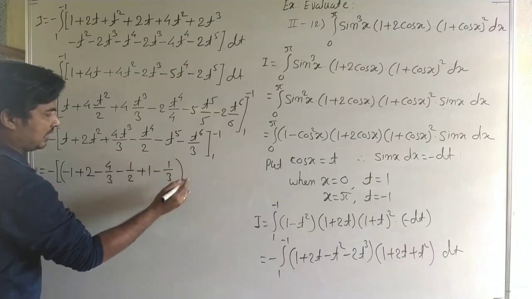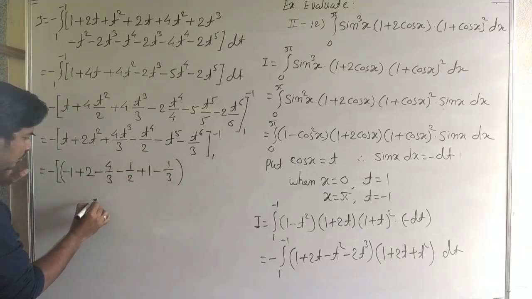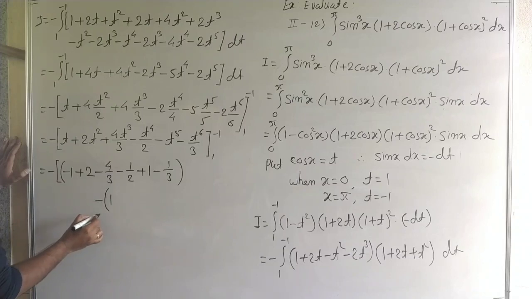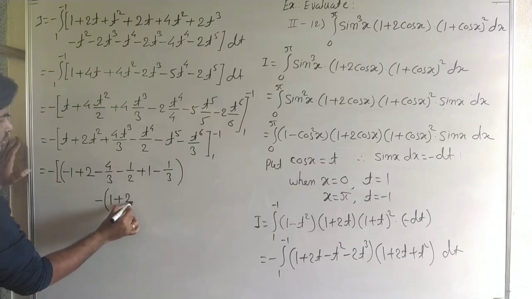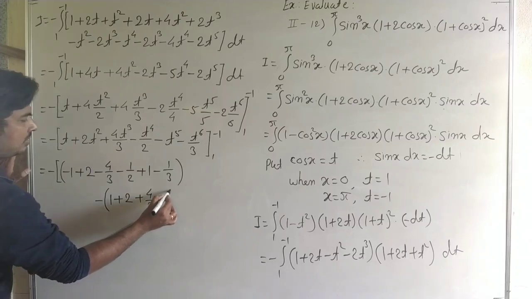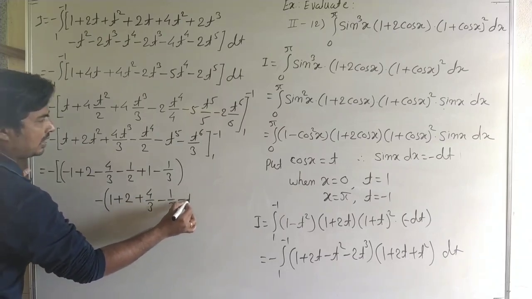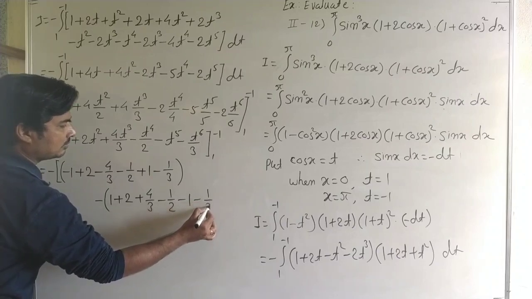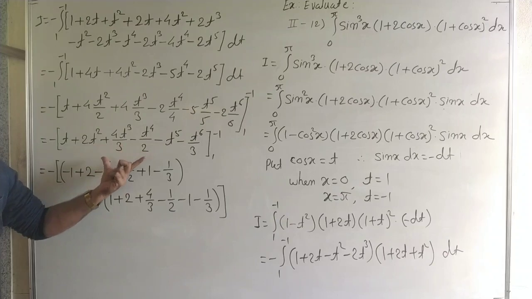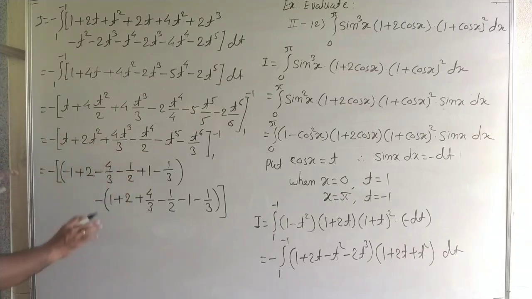Okay, here it is the upper limit. Now we put the lower limit, minus. Lower limit is 1, we put the value of t, it is 1, that is 1 plus 2 plus 4 by 3 minus 1 by 2 minus 1 and minus 1 by 3. Okay, here we put t equal to 1 in this. Okay, it is the lower limit and it is the upper limit. Now only the calculation of all these terms. Then it is minus as it is.